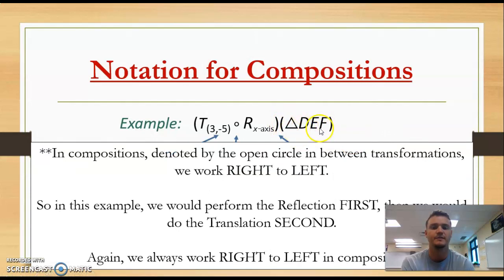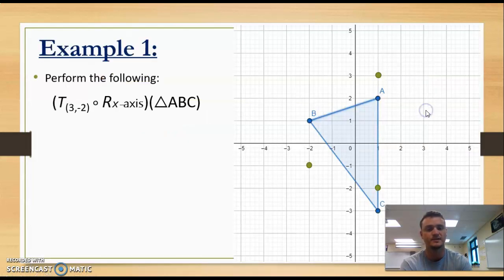Whatever comes last, that is whatever you're reflecting here. So triangle DEF. Now, with compositions denoted by this open circle in the middle here, we're always going to work right to left, meaning that if we were going to do this problem, we would actually reflect over the x-axis first, then you would translate right 3 down 5. So again, we always work right to left. So in the next example, you would perform the reflection first, then the translation. We're just going to do a couple examples just to see what it looks like.